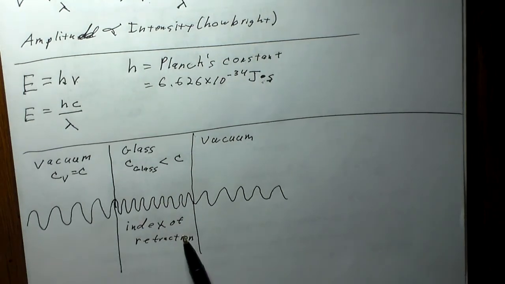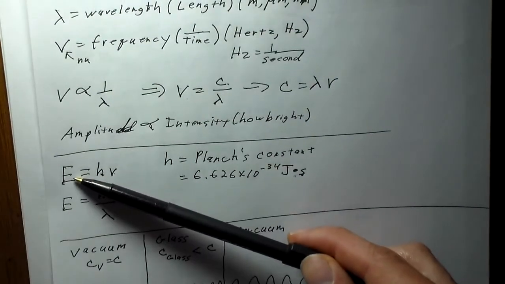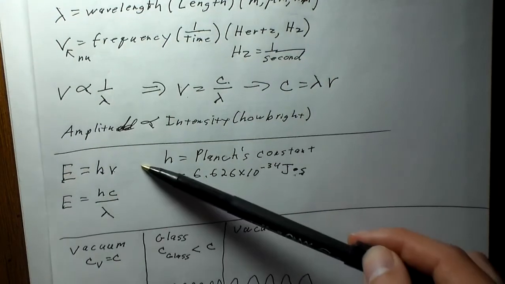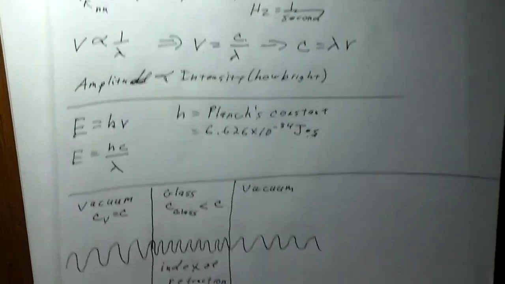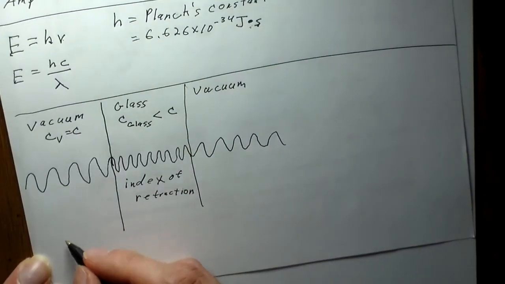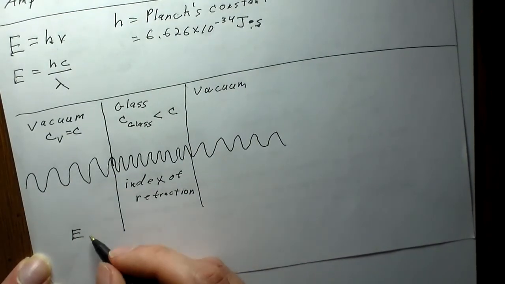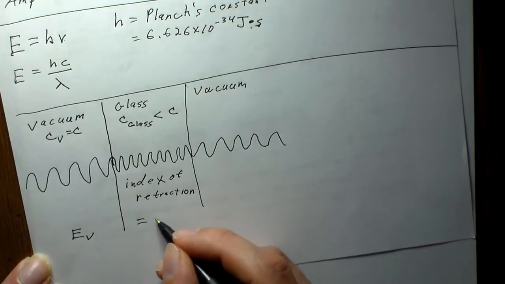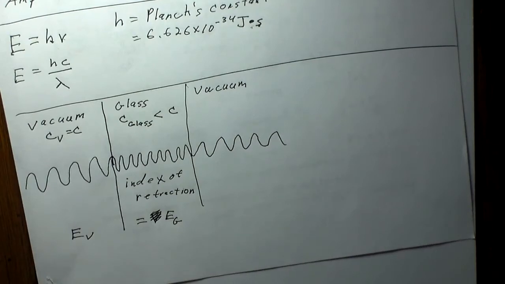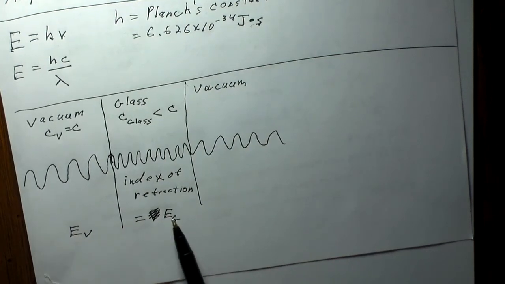So how does this actually relate to the energy of my photon, the frequency of my photon, and the wavelength of my photon? How are these different inside the glass versus in the vacuum here? Okay. So first of all, the energy in the vacuum is going to be equal to the energy in the glass, okay? Because remember, energy is conserved, so I'm not losing any energy through this transition.